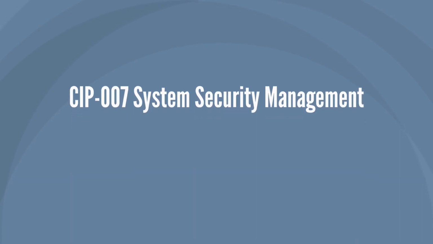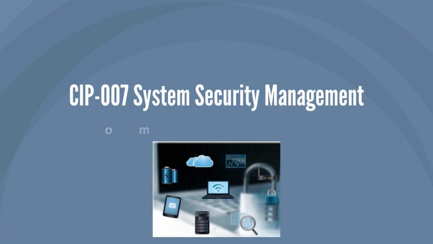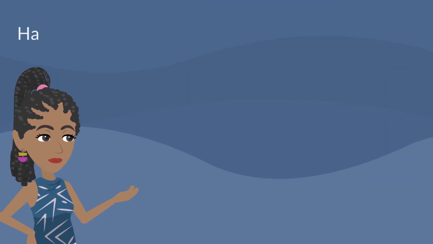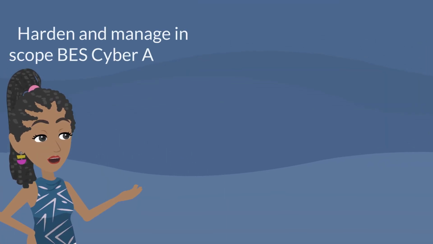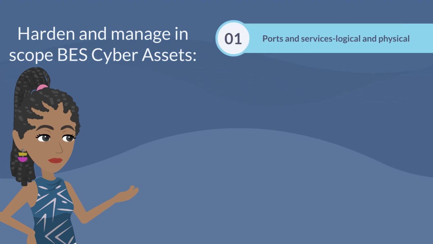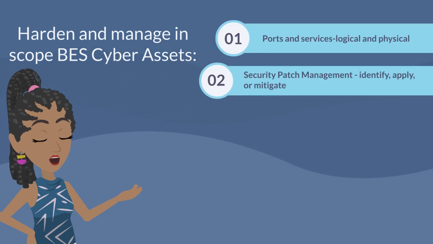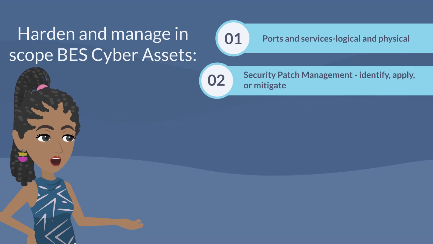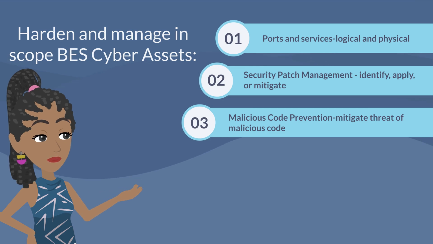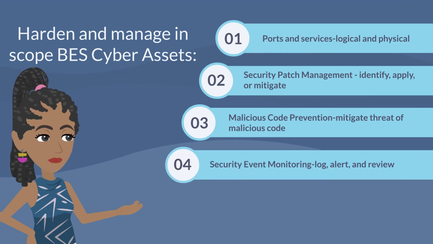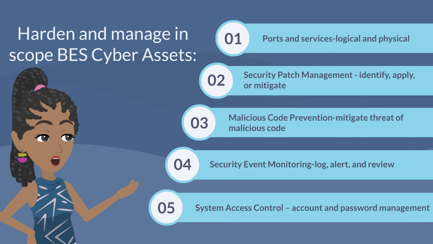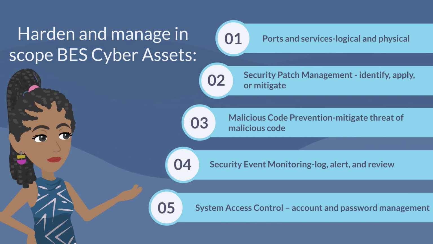CIP 7, System Security Management. Most complex: individual devices and assets. Harden and manage and scope BES cyber assets. Ports and services, logical and physical. Security patch management: identify, apply, or mitigate. Malicious code prevention: mitigate threat of malicious code. Security event monitoring: log, alert, and review. System access control, account and password management.